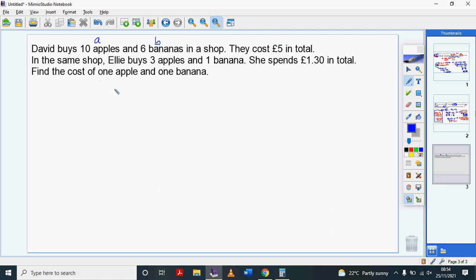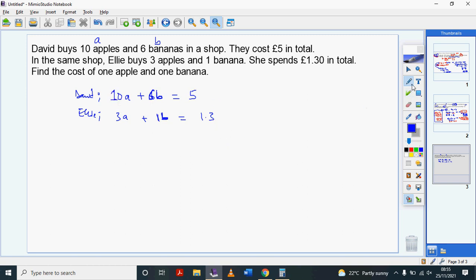So this one is kind of straightforward, because you have 10 apples plus 6 bananas costing £5, not dollars. And then you have 3 apples. This is David's equation, and this is Ellie's equation. Then you have 3 apples and 1 banana costing 1.3 pounds. So I have 2 equations that are simultaneous, and I'm going to solve them by elimination.